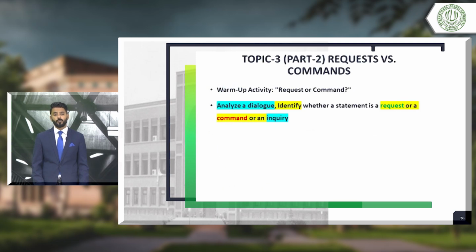Now we are moving towards the third topic of part 2, which is requests versus commands. What is a request and what is a command?